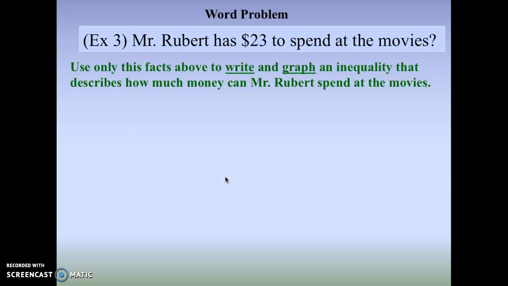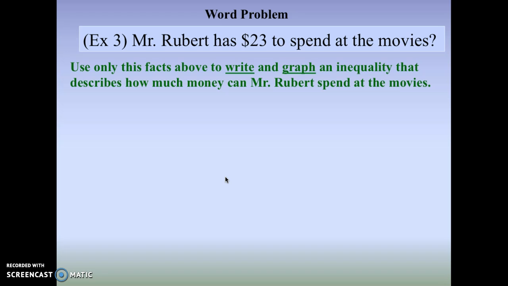So here's a word problem. Mr. Rubert has $23 to spend at the movies. Using only the facts above, write and graph the inequality that describes how much money Mr. Rubert can spend at the movies. Now think about it. He has $23 to spend. He could spend all that money or less than that money.